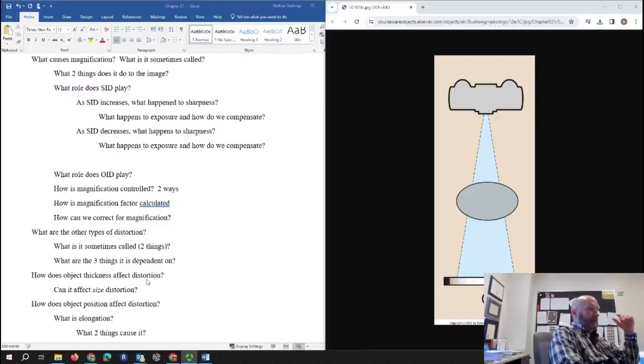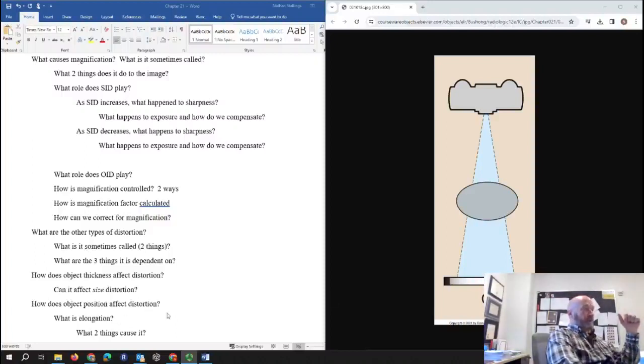How does object thickness affect distortion? Well, it depends on where the object in question is. If the object in question is in the middle of the central ray, then object thickness can affect magnification, size distortion. If it's away from the middle of the central ray, then we're going to see some elongation because of the divergence of the central ray, like what we talked about in class on Wednesday of this week.